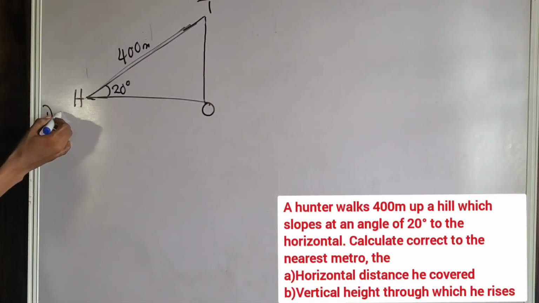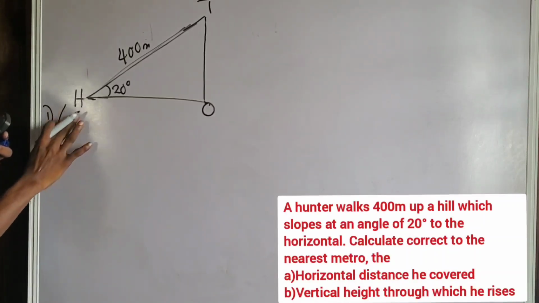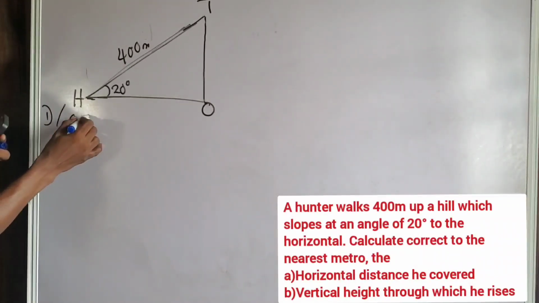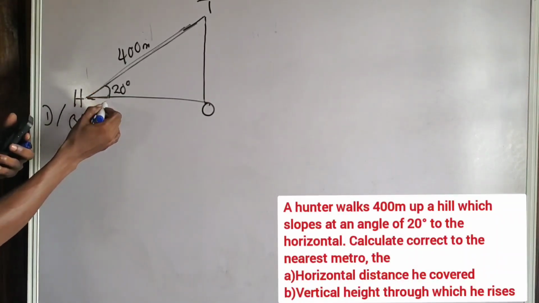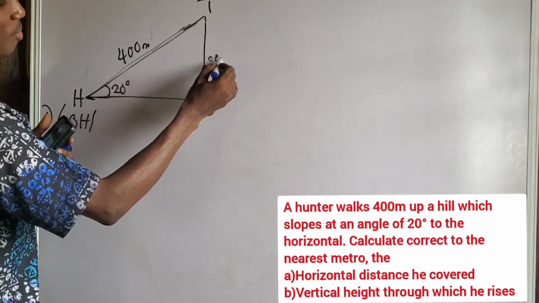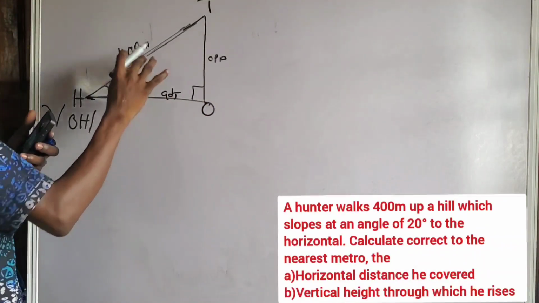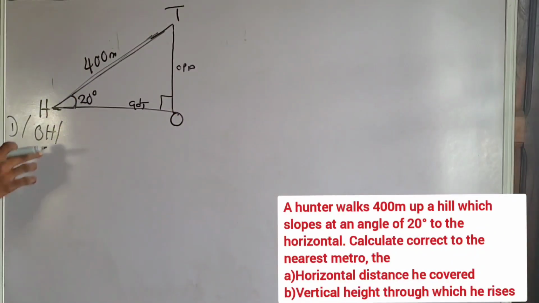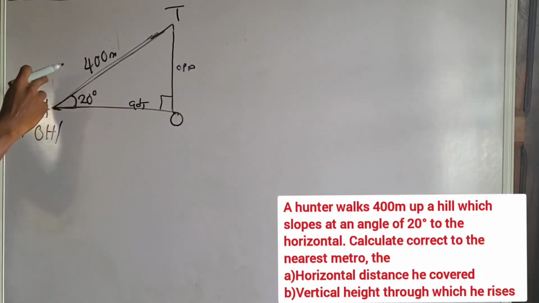The horizontal distance covered is line HO or line OH. To get the value of line OH, this is the angle that we are given. This side will be the what? Opposite, and this side will be the adjacent. And this is the hypotenuse. To get the adjacent, what trigonometric ratio combines adjacent and hypotenuse? That is cos. You understand?